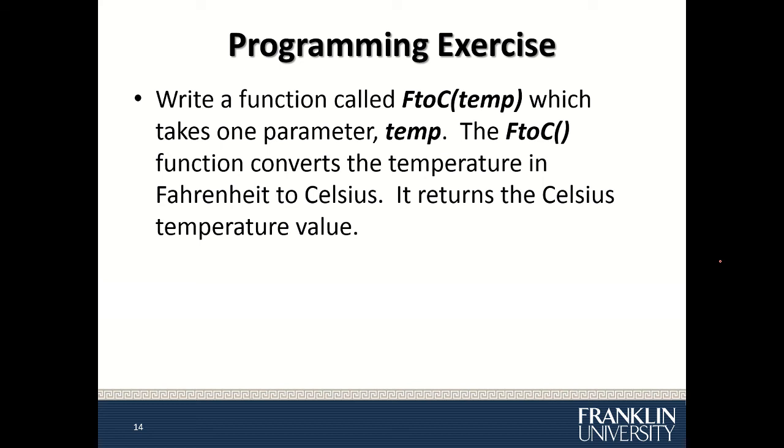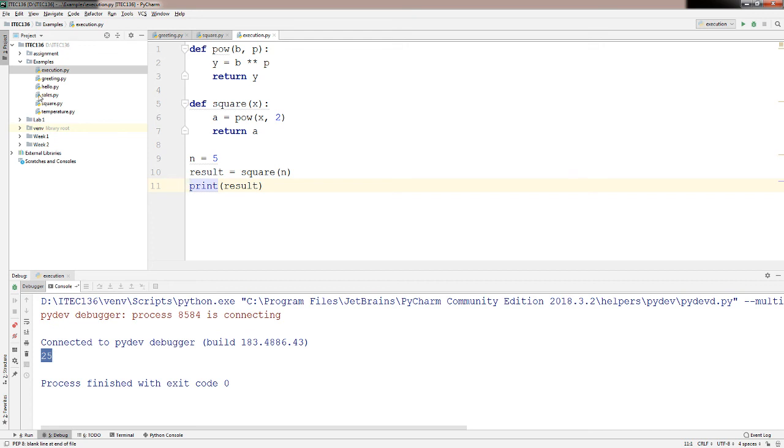So let's do a programming exercise here. Now that we know about functions, write a function called f_to_c, which takes one parameter, temp. The f_to_c function converts the temperature in Fahrenheit to Celsius. Do you remember the Fahrenheit to Celsius program that we wrote in the previous lecture? The function returns the Celsius temperature value. So let's go back to PyCharm and write this program here.